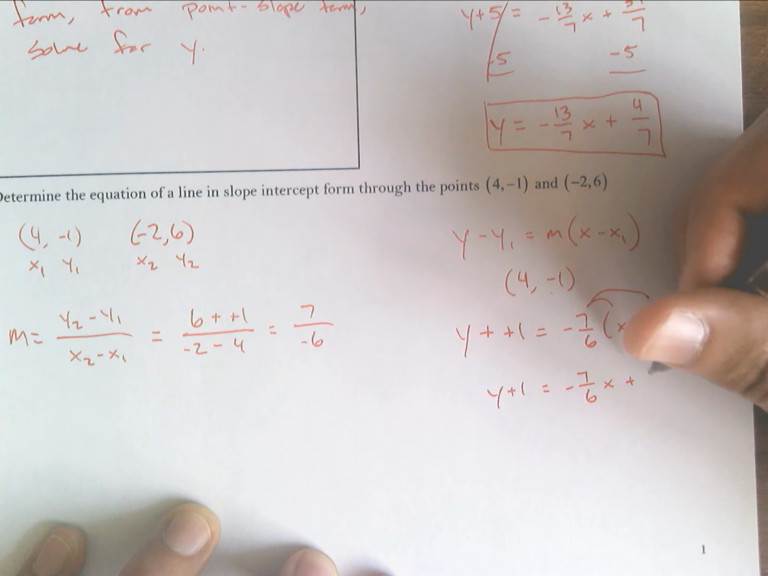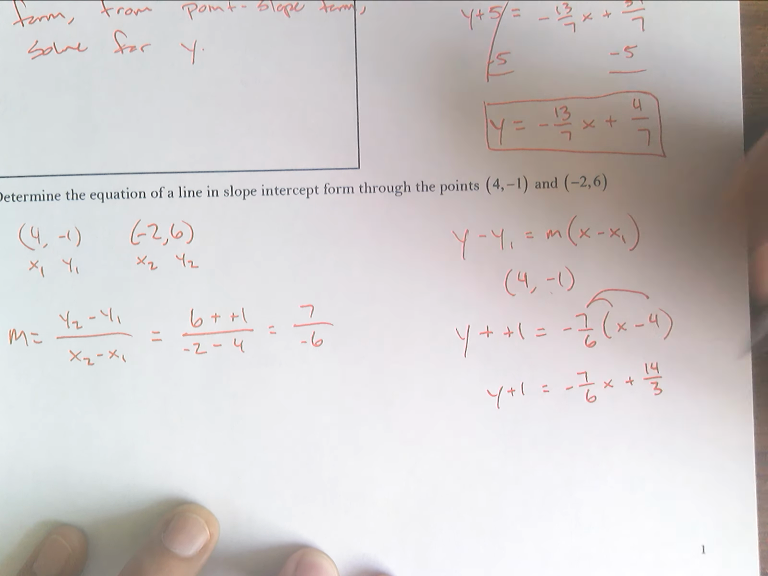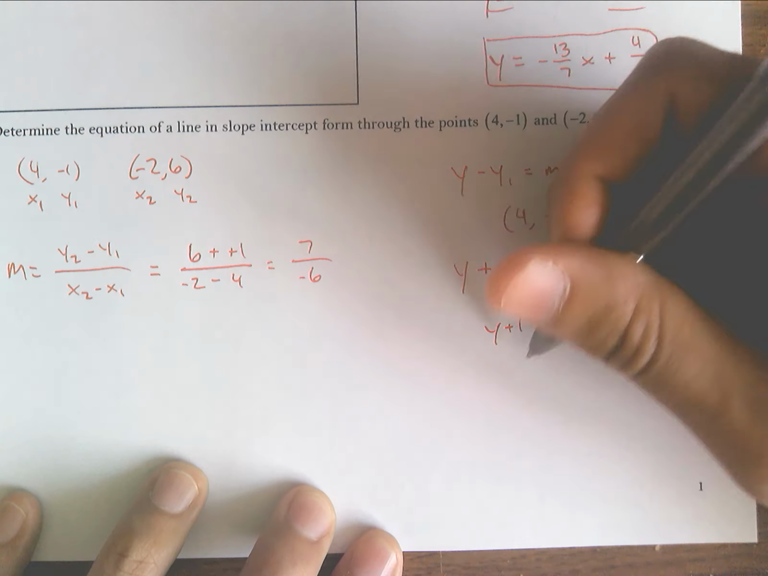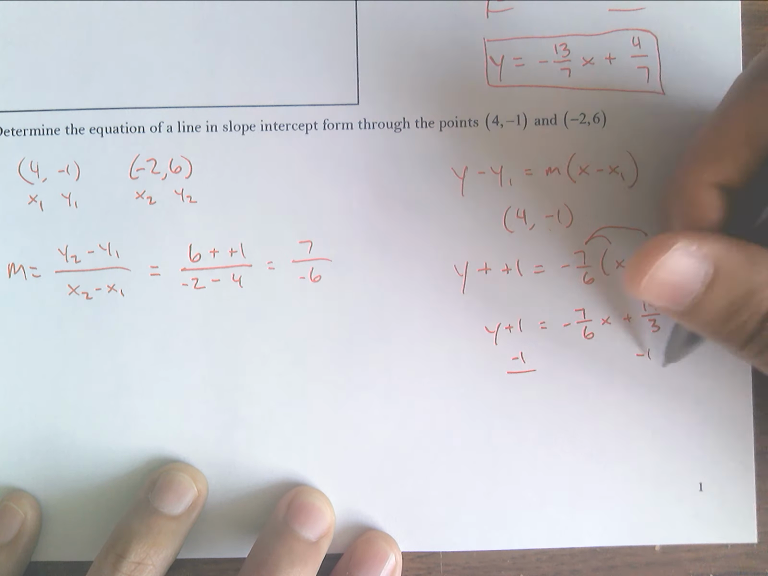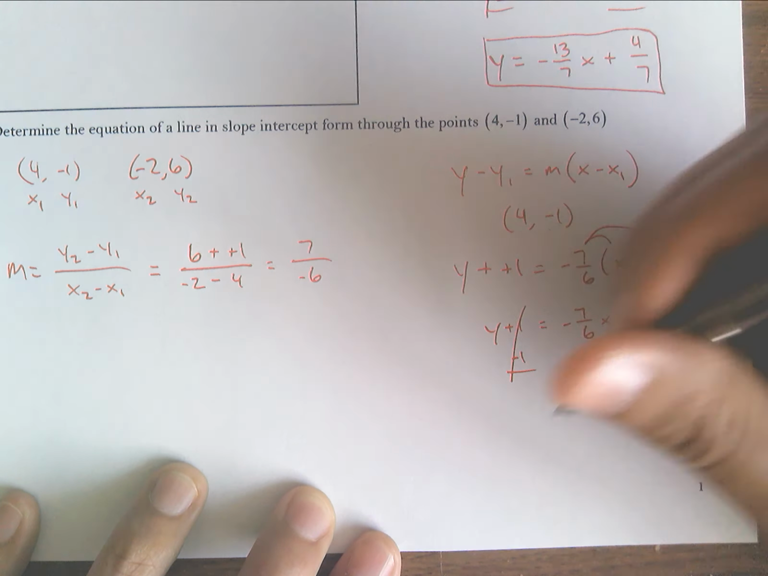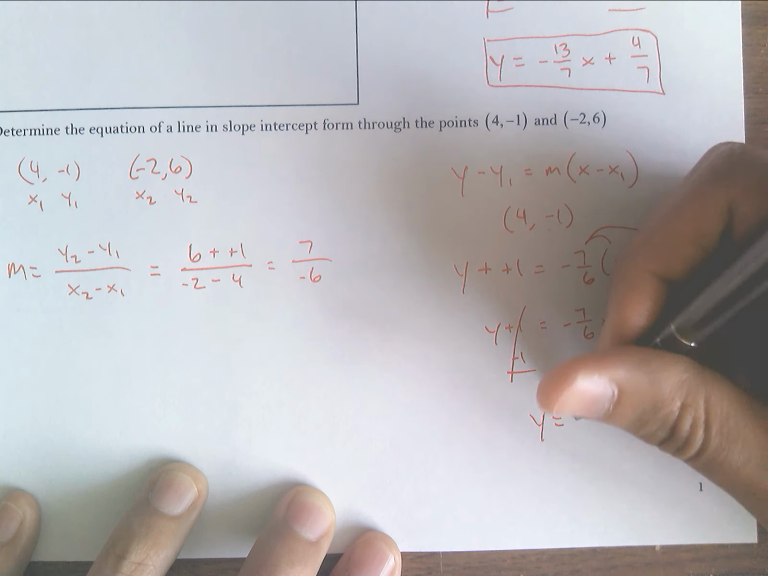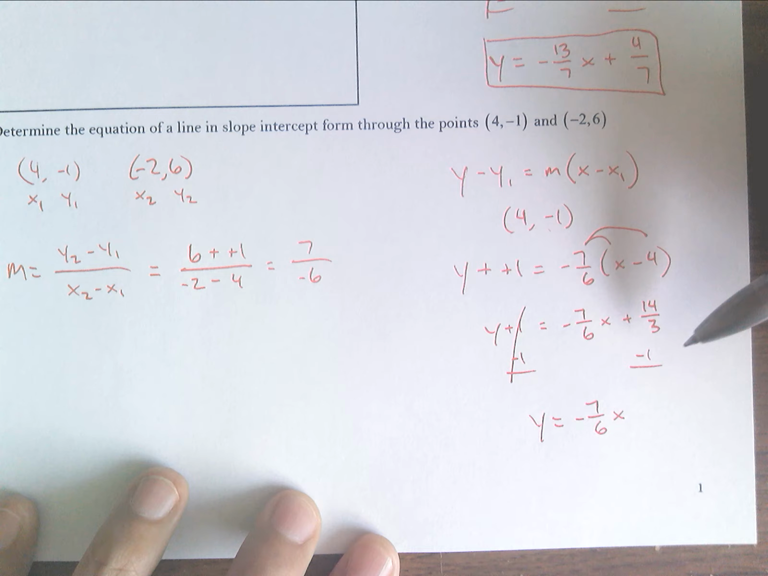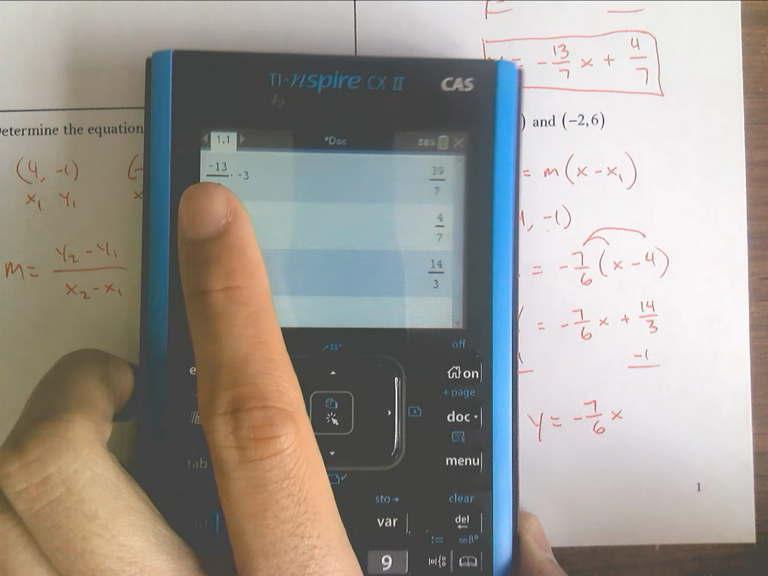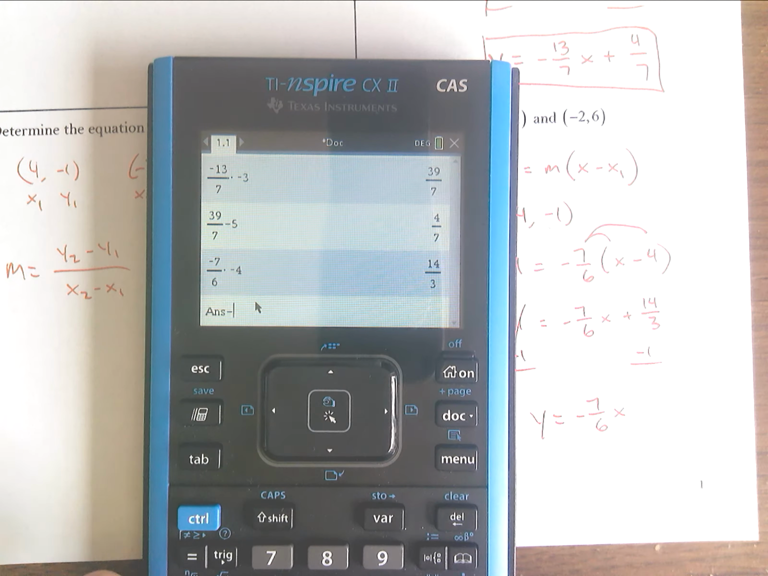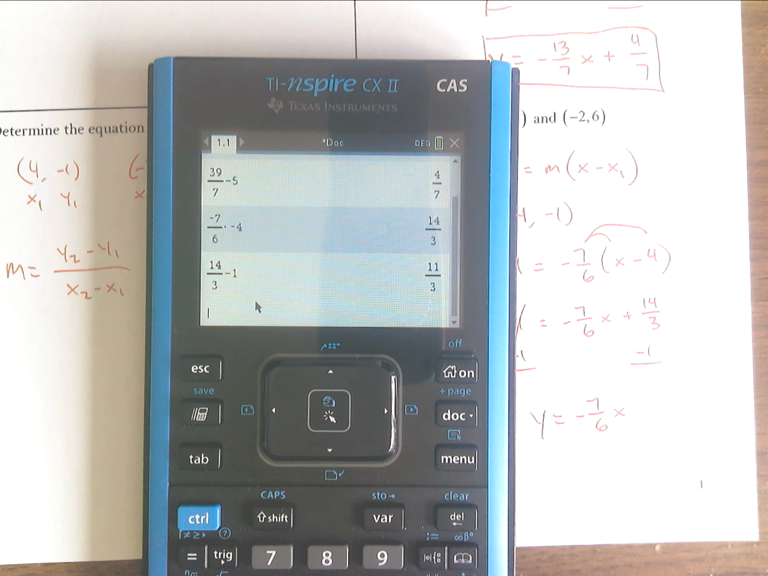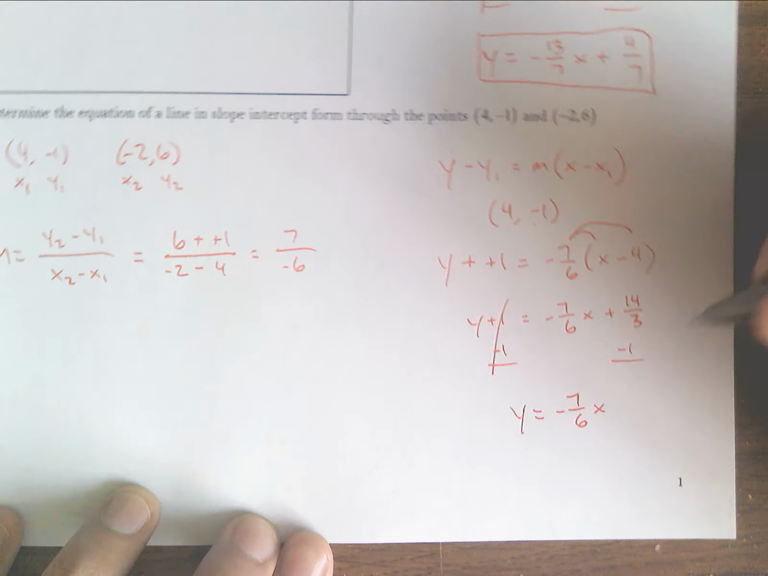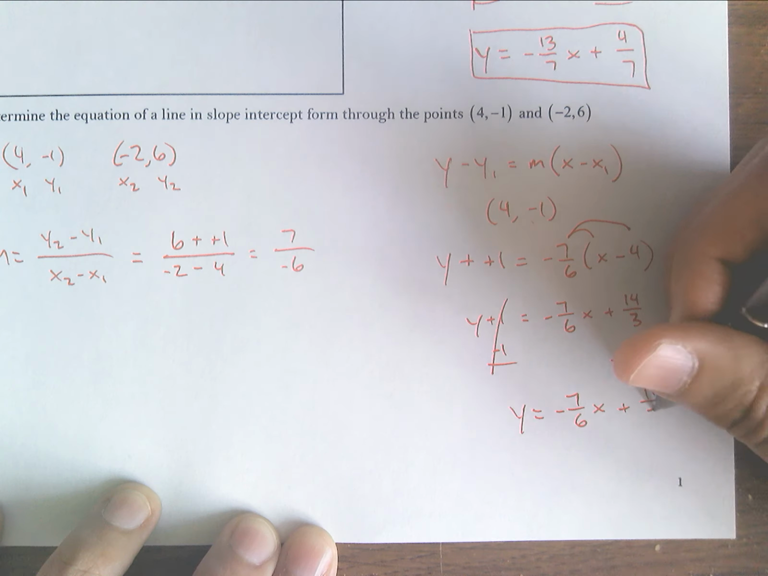So plus 14 thirds. One more step, we've got y plus 1, we want just y, so we have to subtract 1 from both sides. So we get y equals negative 7/6x, and then positive 14 thirds minus 1. Well, let's pull out our calculator. So minus 1. Again, you can type in 14 thirds again. That gives us 11 thirds. So we get plus 11 thirds.